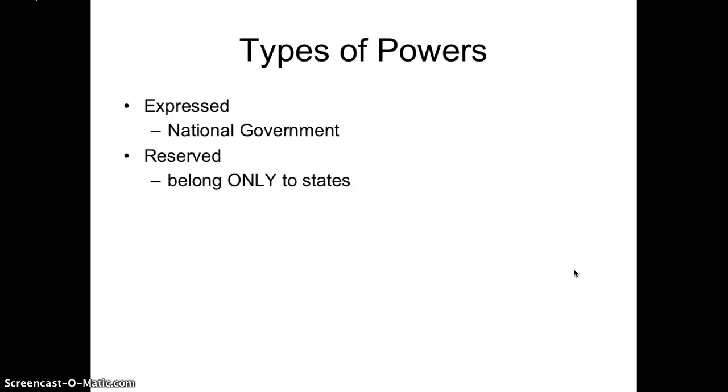All right, so under federalism, there are different types of powers. First are the express powers. These are the powers that belong directly to and only to the national government. The reserved powers are those powers that belong only to the states. And then there's the concurrent powers. These are the powers that both the national and the state governments share.